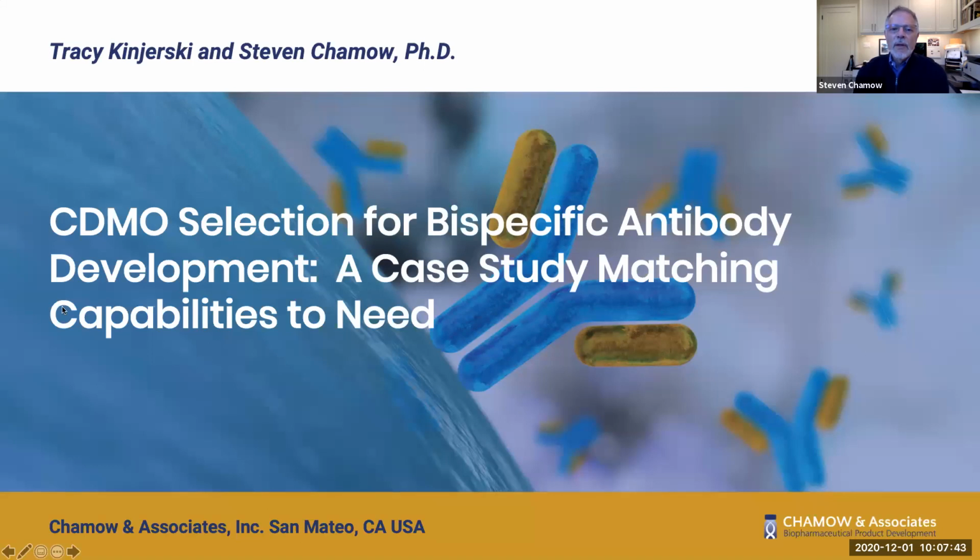Okay, well, it's great to be here today, and we'd like to share with you a case study illustrating CDMO selection for bispecific antibody development, and in particular, the need to match capabilities of CDMOs to the needs of the sponsor.